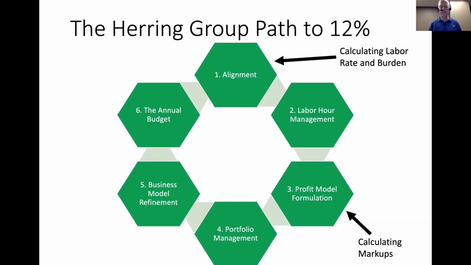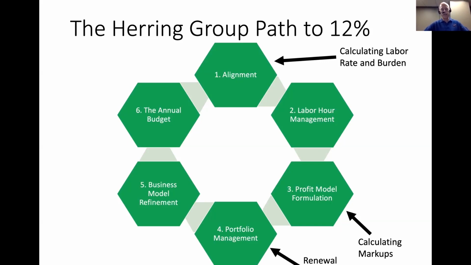The fifth step is refining the business model. That's where we bring into place things like incentive plans, defining ideal customers, looking at service mix, and things like that. And the last step is the annual budget. It's last for a reason, but I won't bore you with that today.